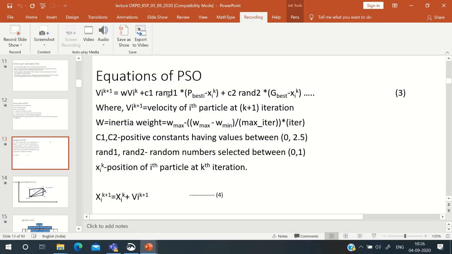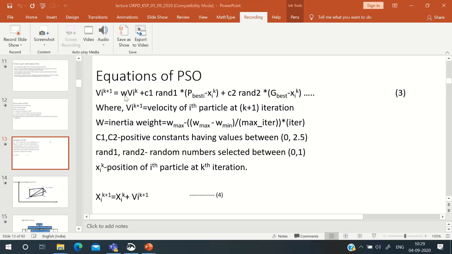random 1 into personal best position of the ith particle minus current position of the ith particle in the kth iteration, plus C2 into random 2 into global best position of the global best particle minus current position of the ith particle in the kth iteration.